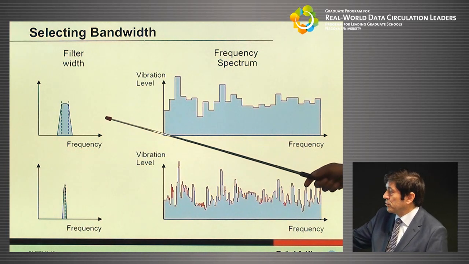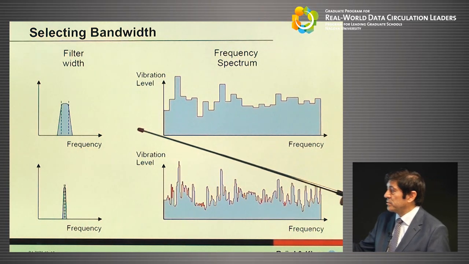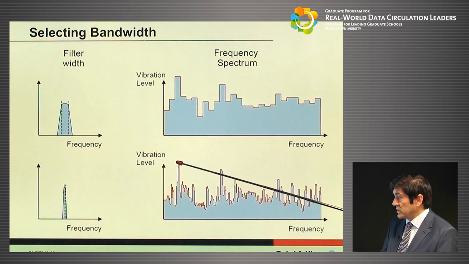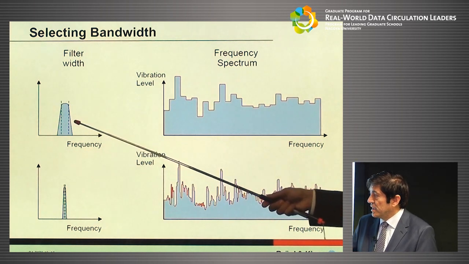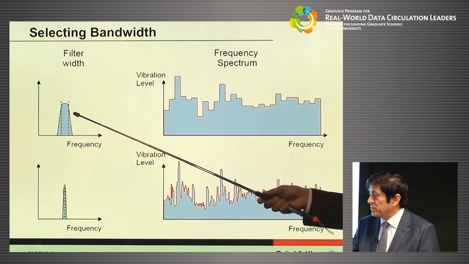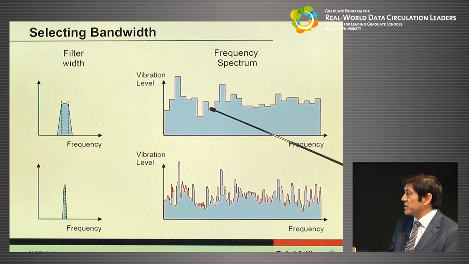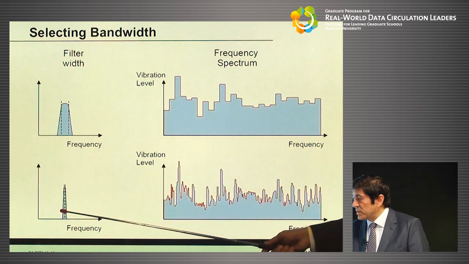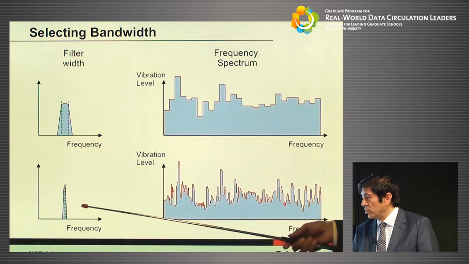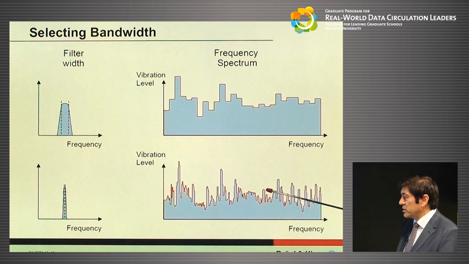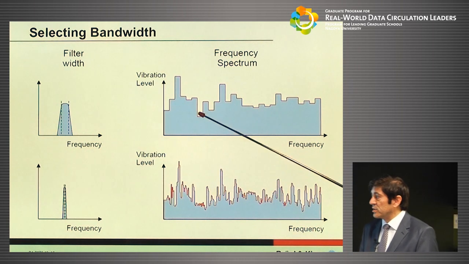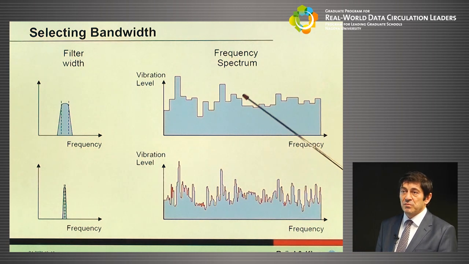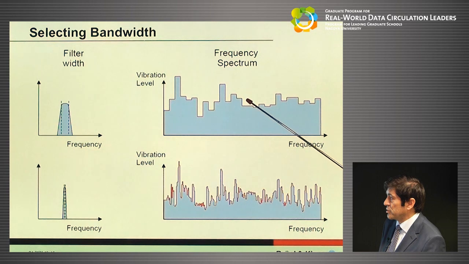And that's how bandwidth affects. For instance, here we have a filter width. If the bandwidth is large, you will see such a frequency spectrum of the data. If bandwidth is lower, you will get refined data. So bandwidth gives us the resolution in frequency domain. That's why selection of bandwidth is important.